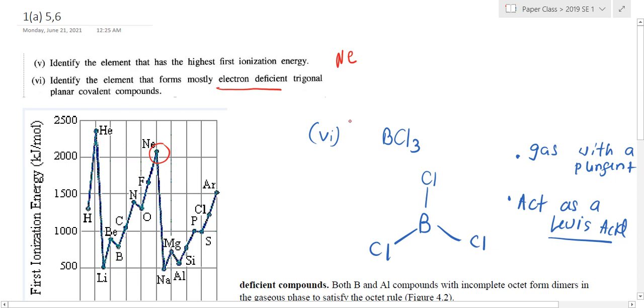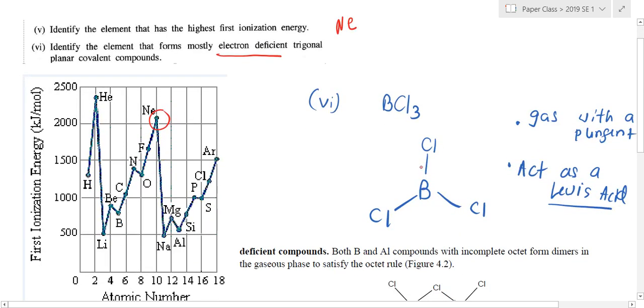Electron deficient means the octet is not fully filled. Here you can see only 2 electrons, 2 electrons, 2 electrons. It means altogether 6 electrons there, not 8 electrons. You know that the second period cannot overcome the octet rule, but this is somewhat stable because it won't overcome the octet rule.